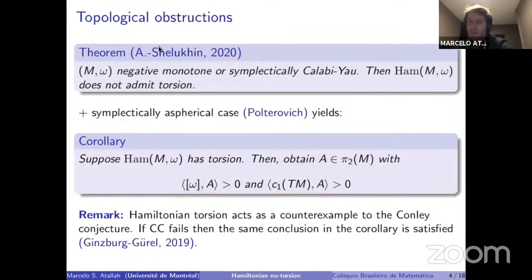So what's interesting then is that one can think of Hamiltonian torsion as some sort of a counterexample to the Conley conjecture. But in reality, it's never a counterexample because it's a map of finite order, so in particular, every point of the manifold is periodic. But this connection at least points to how one could prove such a theorem. The methods are very similar for proving the Conley conjecture and proving this theorem.